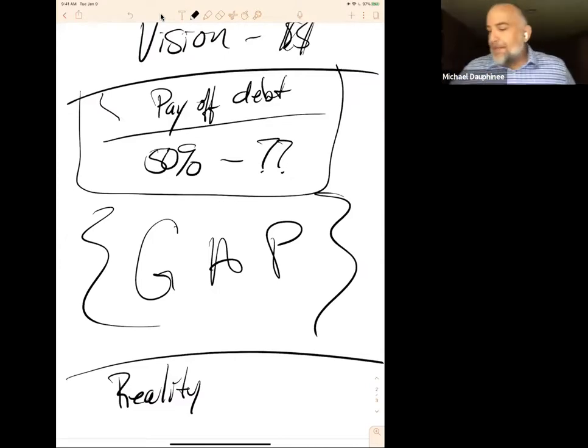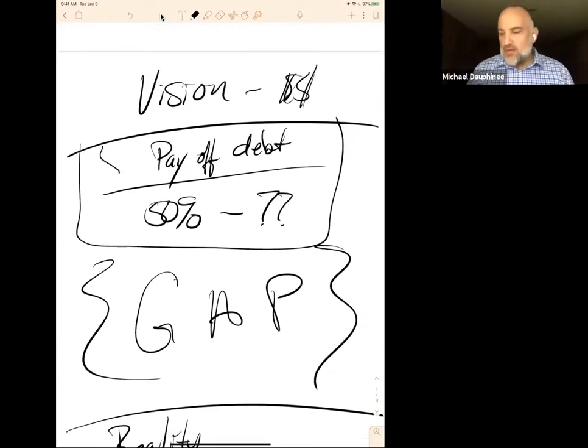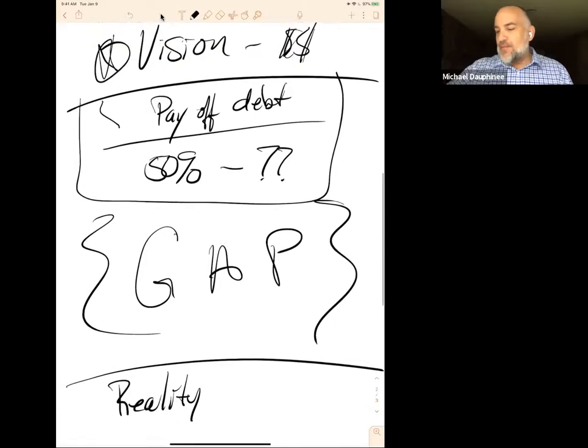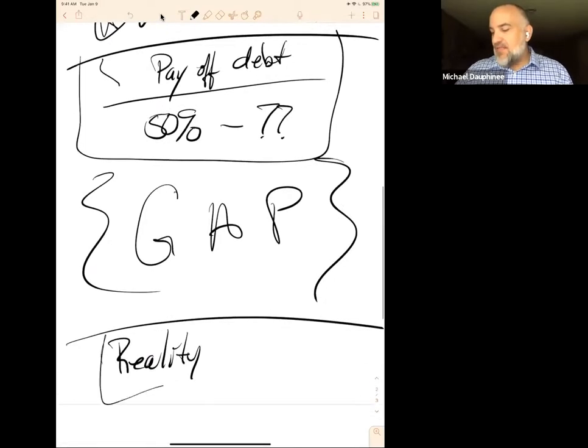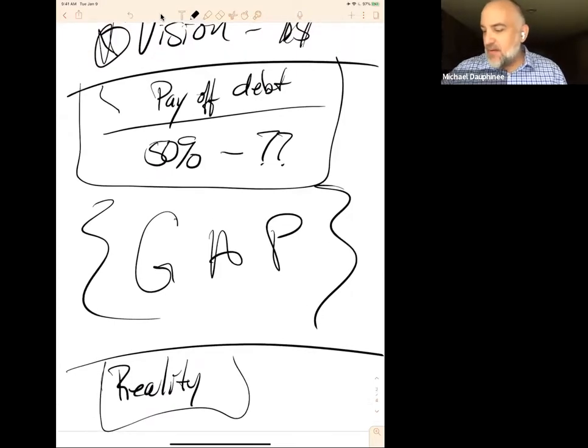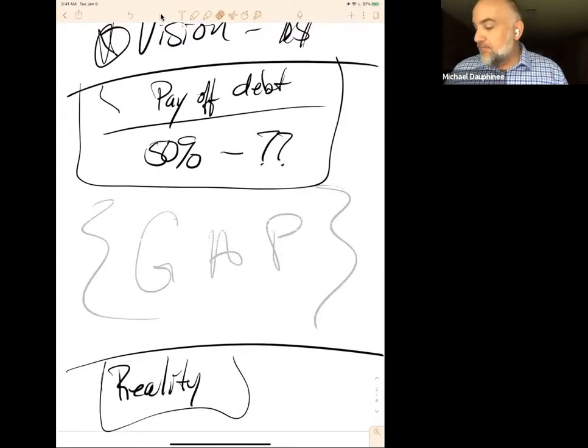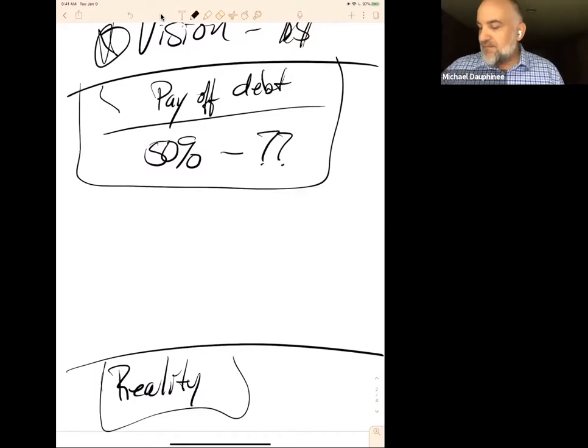And so in a perfect world, we would set a vision, we'd base it off our reality, and then we would close the gap. Now, the way to close this gap is going to basically be to fill it, right?